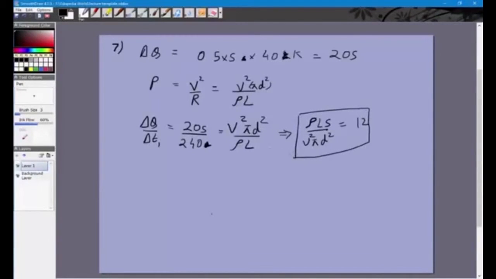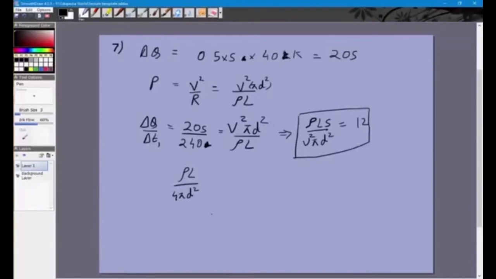Now in the next two cases, here the resistance was rho L by pi D squared. In the next two cases the resistance will be different. So we have two wires, each having length L and diameter 2D. So the resistance of each of the two wires will be rho L by 4 pi D squared.